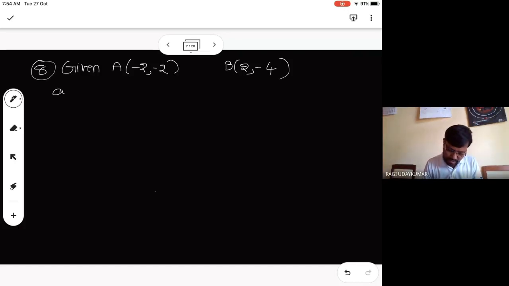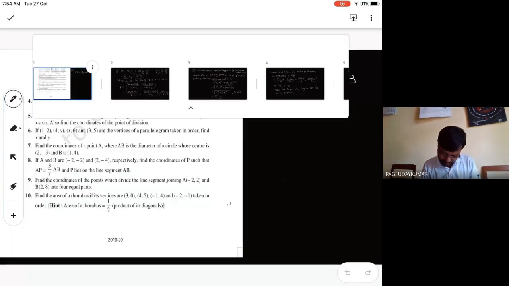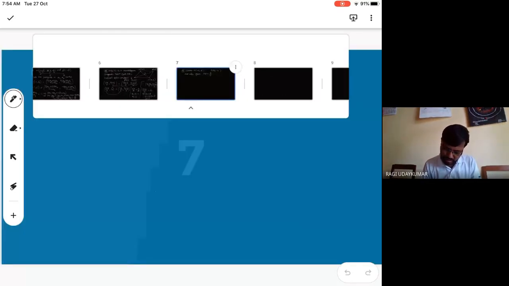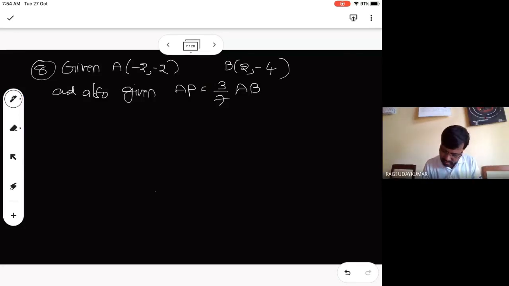And also given, AP is equal to 3/7 of what is given? AP is equal to 3/7 of AB. So from this you write here, AP by AB is equal to 3/7. Actually, without any calculation, directly you can guess.